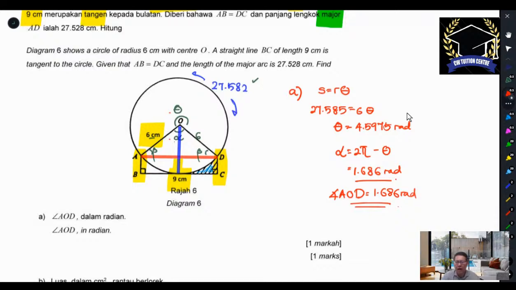1 mark. Huh? 1 mark only? Okay, I wasted a few steps just because of 1 mark. I did not see the mark.